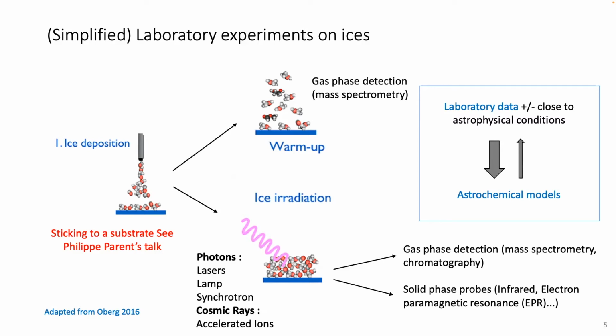And then once you have your ice, you can study it. You can warm it up and detect molecules in the gas phase through mass spectrometry, for example. And you can study some irradiation processes, for example with photons that are more or less similar to interstellar photons. You can use a laser, a lamp, or a synchrotron, or you can also study the effect of cosmic rays by using accelerated ions. And then to characterize your irradiated ice, you can use gas phase detection with mass spectrometry or chromatography, or you can directly probe the solid phase with infrared or electron paramagnetic resonance.